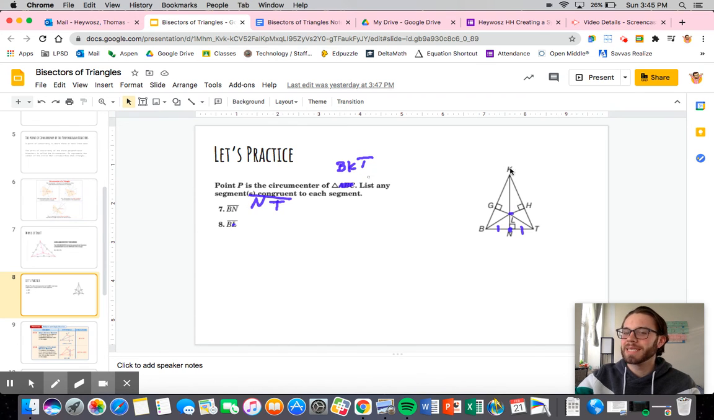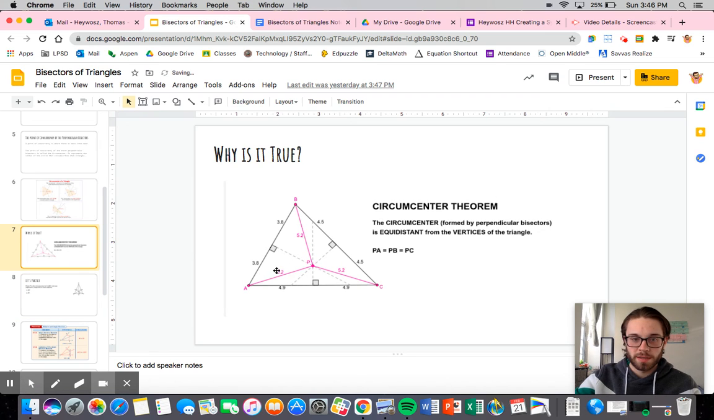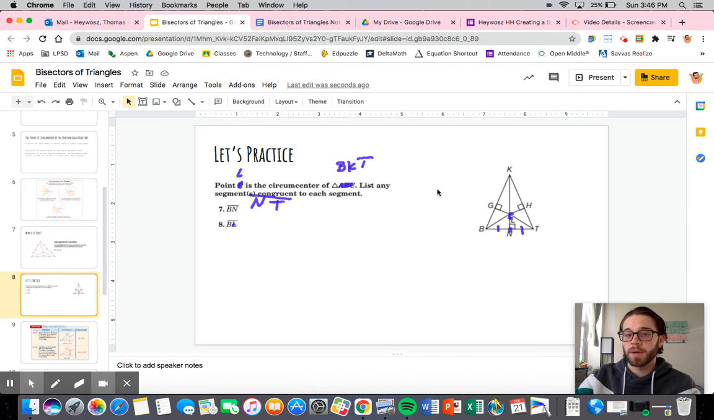All right, so P is the circumcenter of triangle BKT, and BL is the segment from the circumcenter to the vertex. So L, this is from the vertex to the circumcenter. What do we know when we look at vertex to circumcenter? Vertex to circumcenter is 5.2. Vertex to circumcenter, 5.2. So we are looking for the other ones where they are vertex to circumcenter. So that'd be TL and KL as well.